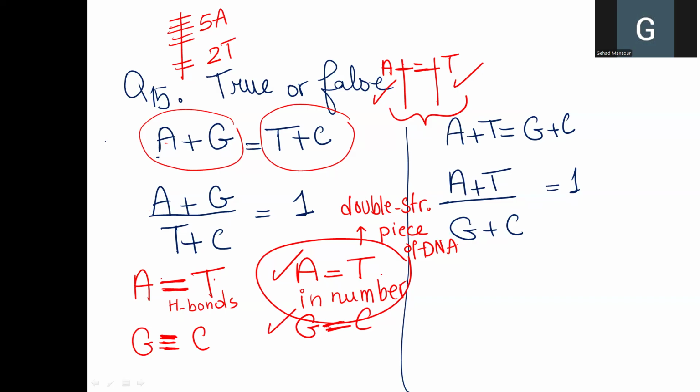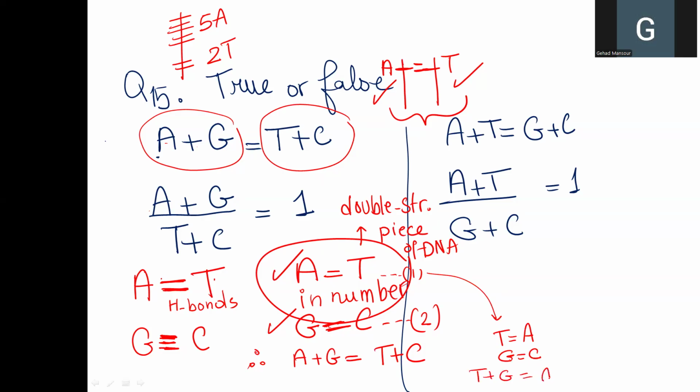So since in the first equation A equals T, and in the second equation G equals C, we can deduce that by summing up the left side of the two equations, A plus G, the resultant will be equal to the sum of the right side of the two equations, which is T plus C. Of course, similarly, you can invert. That's to say, you can write, for example, that T equals A in number and that C equals G in number, or you can keep G equals C, and in such a case, you would have T plus G equals A plus C.